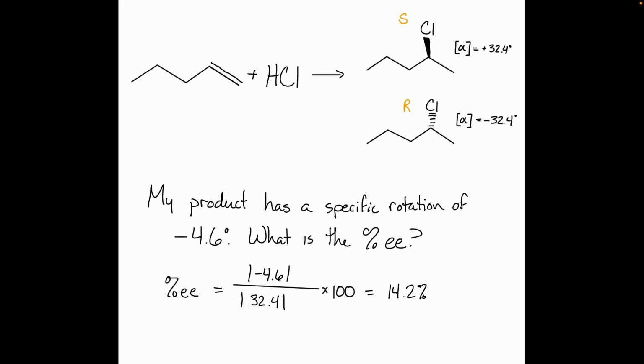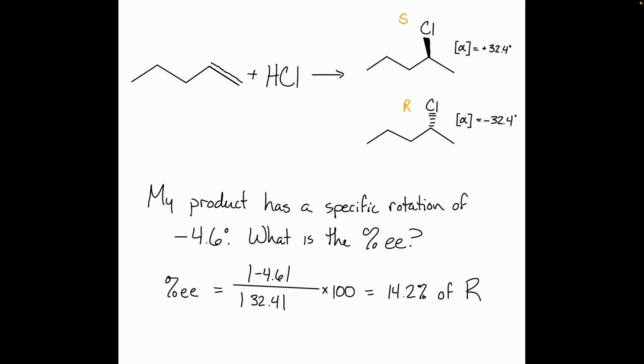Which one is in excess here? Why R? Absolutely, right? So my specific rotation of my pure R compound is negative. My specific rotation of my sample is also negative. That means I have to have more R than S in there. All right, so it would be 14.2% of that R stereoisomer.